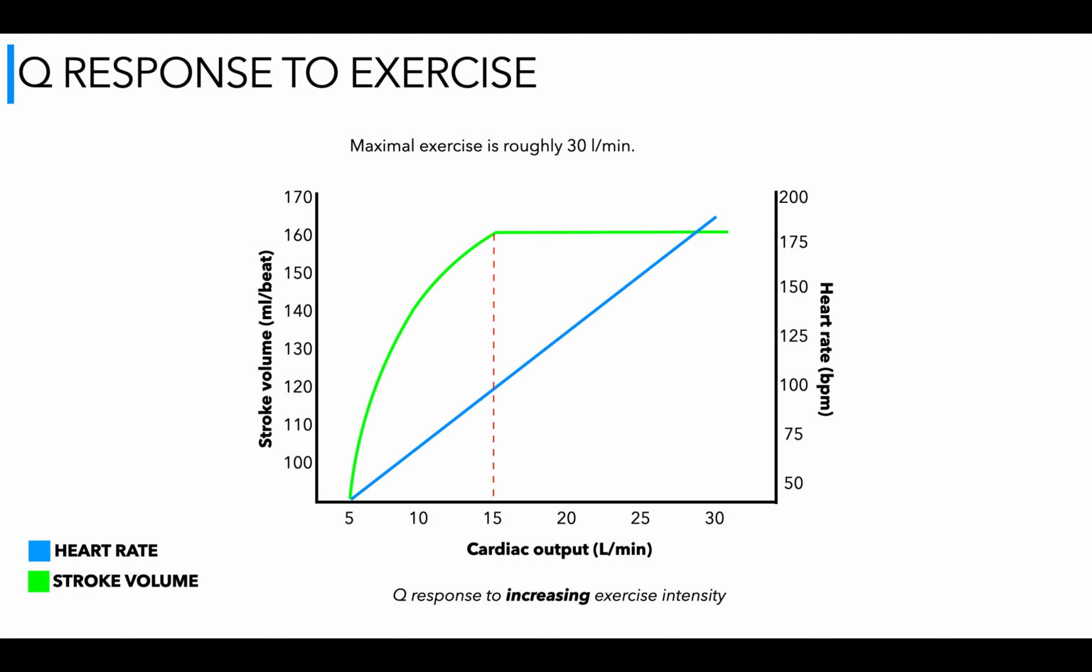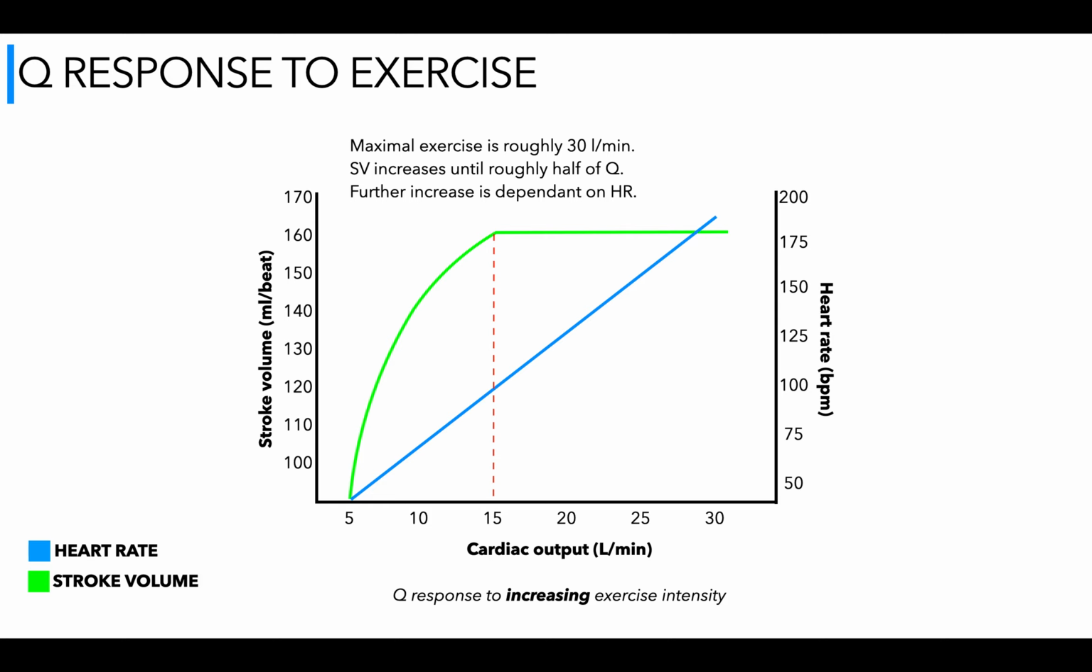Elite athletes we're looking at up to 40 as a maximum, but maximal exercise at your top end of untrained and at your bottom end of trained individuals is roughly 30 litres per minute. Stroke volume increases until about half of cardiac output, as you can see in the graph, give or take. Further increase is dependent on heart rate. Heart rate deals with that extra intensity. It just beats a lot faster.